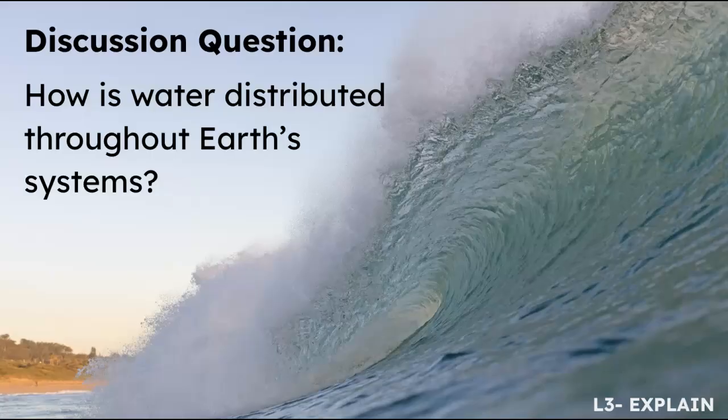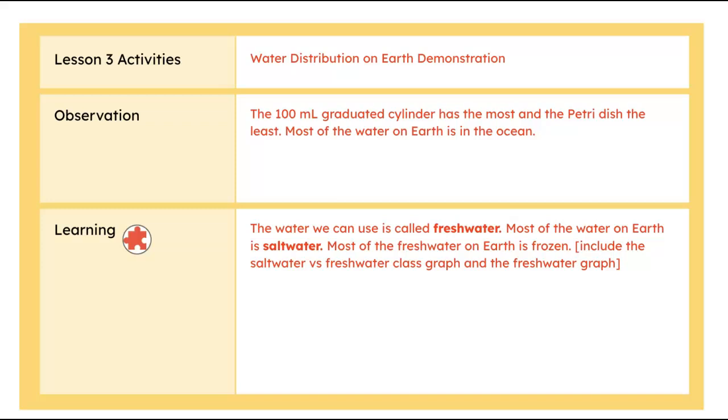For the Explain portion, you'll bring the class together and lead a discussion about students' observations from the demonstration. You'll use the provided questions to guide your discussion around the question, how is water distributed throughout Earth's systems? The goal of this class discussion is to connect the graduated cylinder model to the amount of freshwater and saltwater on Earth. You'll use the discussion to create the Lesson 3 summary chart.